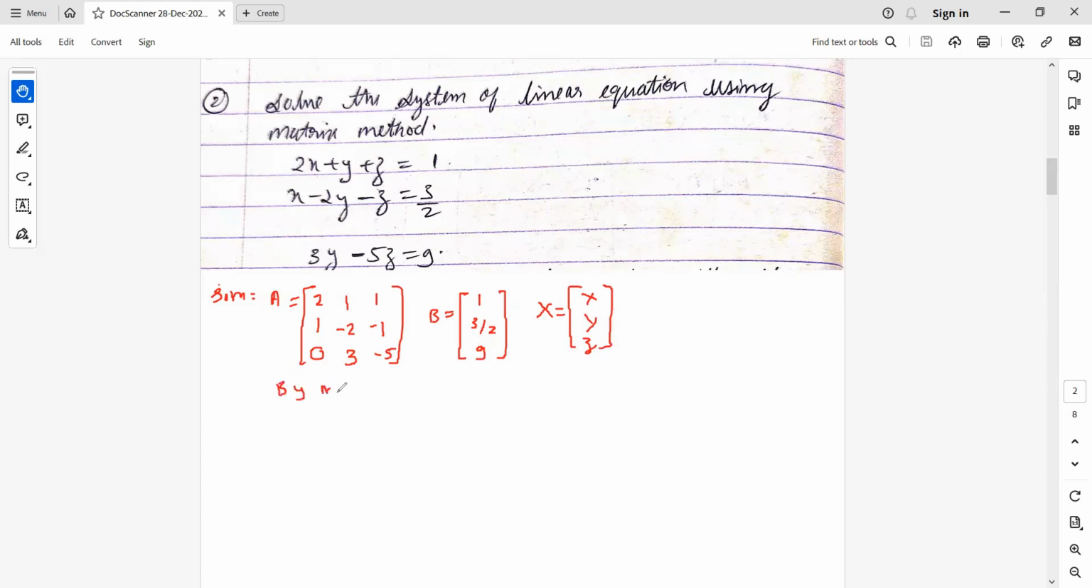So again, by matrix method we need to write A into X, the product of A into X, equal to B. To get the value of X we need to use the formula X is equal to A inverse B. So first step we need to calculate A inverse, and A inverse is given by 1 upon determinant of A into adjoint of A.